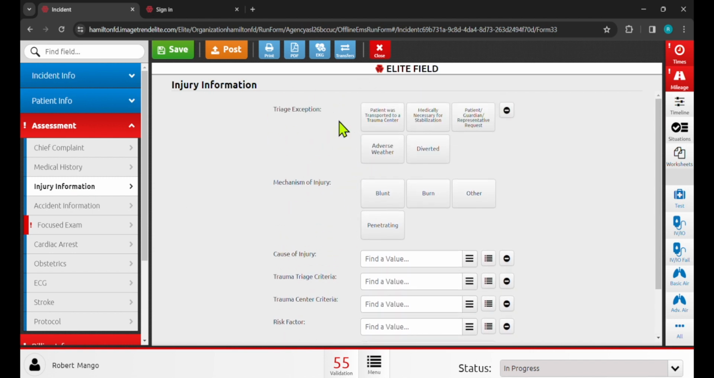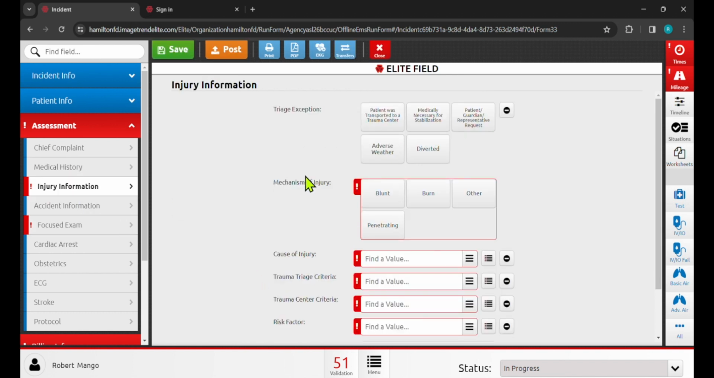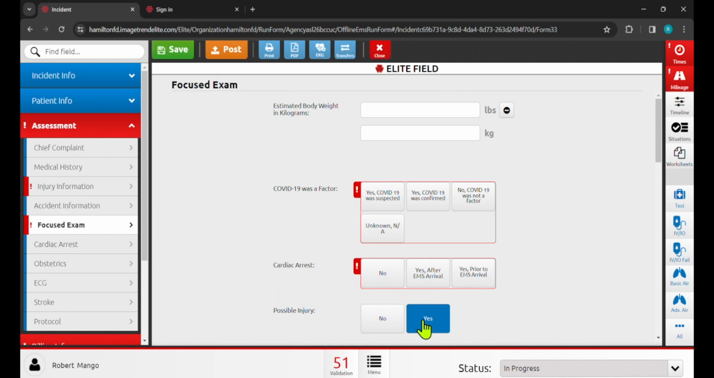Now, I want to show you something. It's not red. If you notice, it's not red. See this? That turned red. As soon as I said there was a possible injury, the injury turned red. Okay, so we'll come back to that.